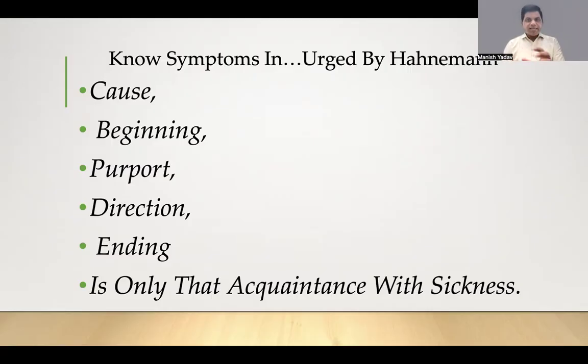Now look at this. He says Hahnemann has given us a proforma where he says you should know a symptom in this pattern. What are the things that are included? Let's go one by one. He says first, cause. Now when we read the fifth aphorism, Hahnemann talks about the fundamental cause in chronic disease and the exciting cause in acute disease. But he talks about the cause.